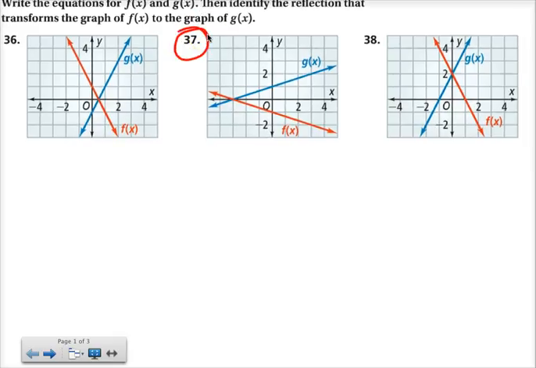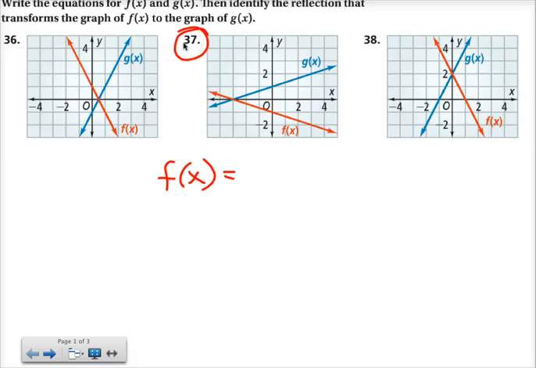it says write the equations for f of x and g of x, then identify the reflection that transforms the graph of f of x to the graph of g of x. Basically telling us that f of x is the pre-image, if you remember that language from last year in geometry. It's the before, and then g of x is the after.